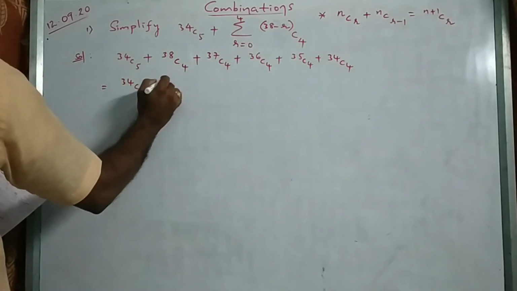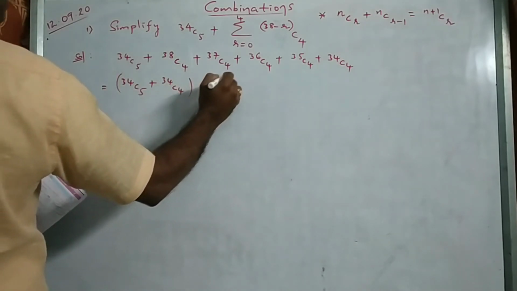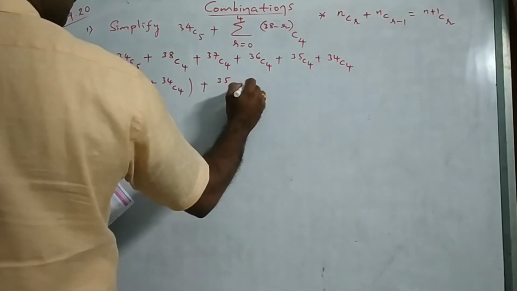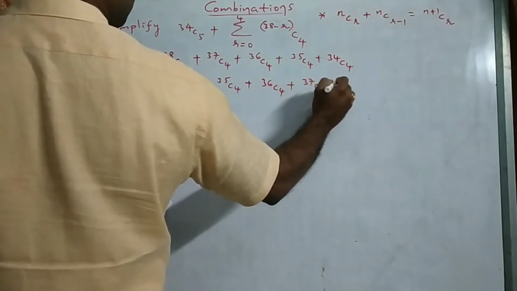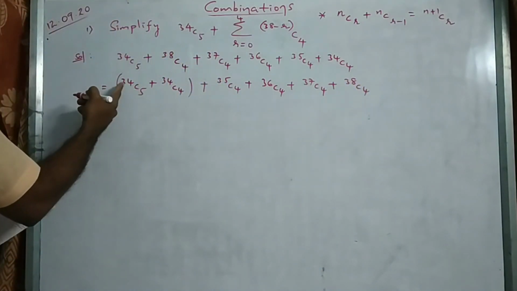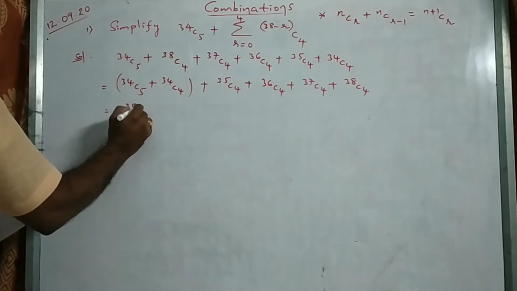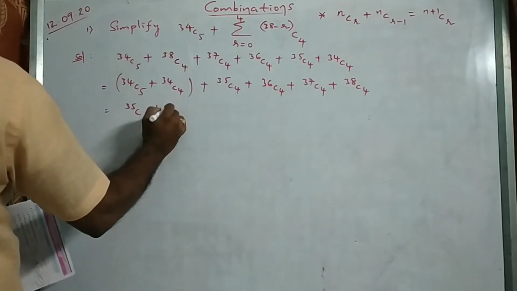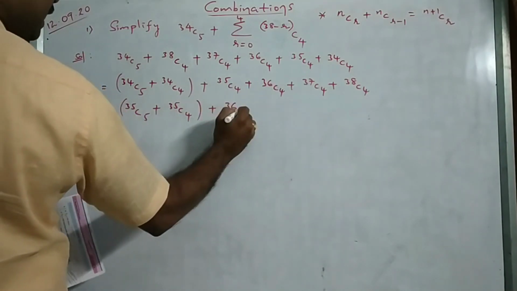34C5 plus 34C4. These two look like same. Now I'll write 35C4 here. Next 36C4, 37C4, 38C4. Rearrange them. Now it looks like NCR plus NC(R minus 1). Now N plus 1, 35C, R means 5. Now 35C5 we have, 35C4 we have. These two together now. Remaining you write as it is.